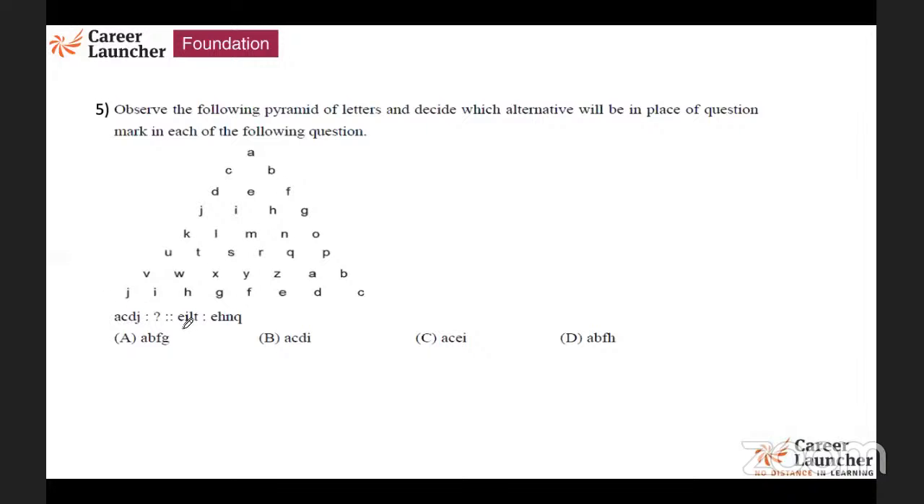देखो AC EILT EHNQ EILT EHNQ ये बोल रहा है. Then ACDG. This has to be ABFG. ABFG is choice A. That's all. A is the answer for this. This is a very, very easy question.